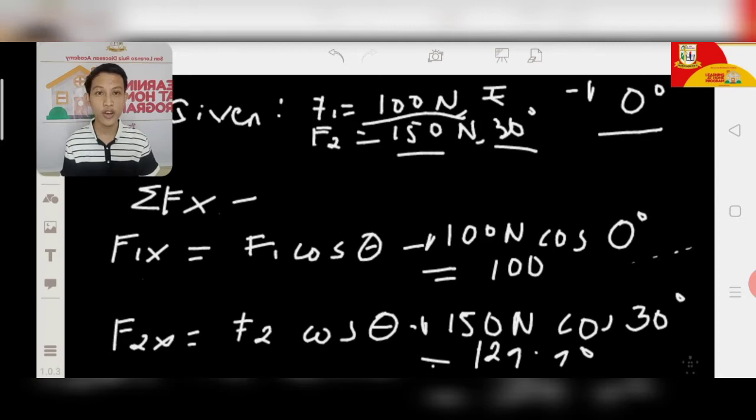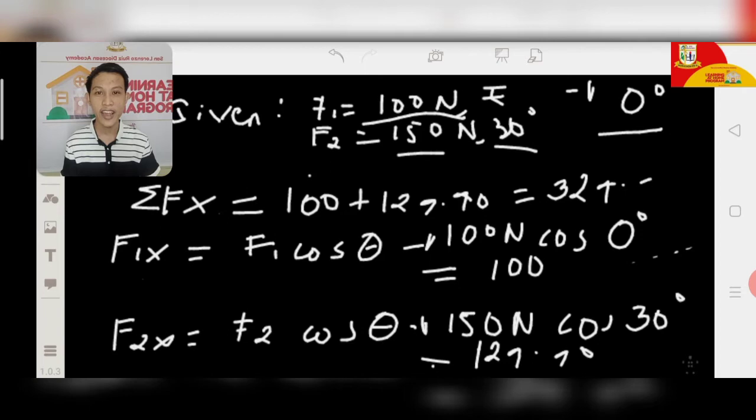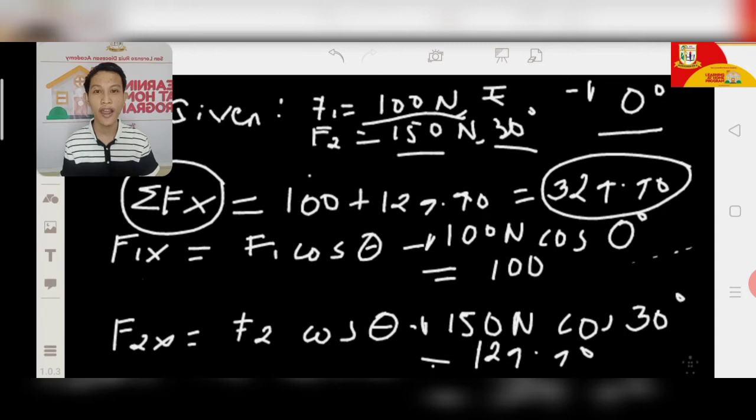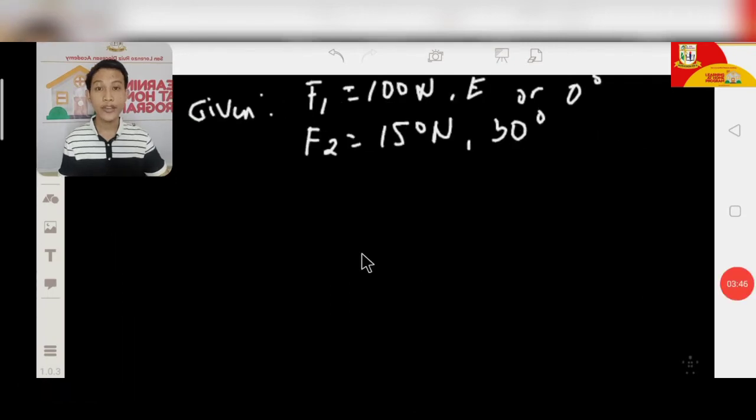And then to get the summation of Fx, we will just add the two values. We have 100 plus 129.90 is equal to 229.90, and that is our horizontal component or summation of Fx. Is that easy? Did you follow? Now, using the same given, F1 is equal to 100 newtons east or 0 degrees, and F2 is equal to 150 newtons 30 degrees, we will now find the vertical component using the sine function.